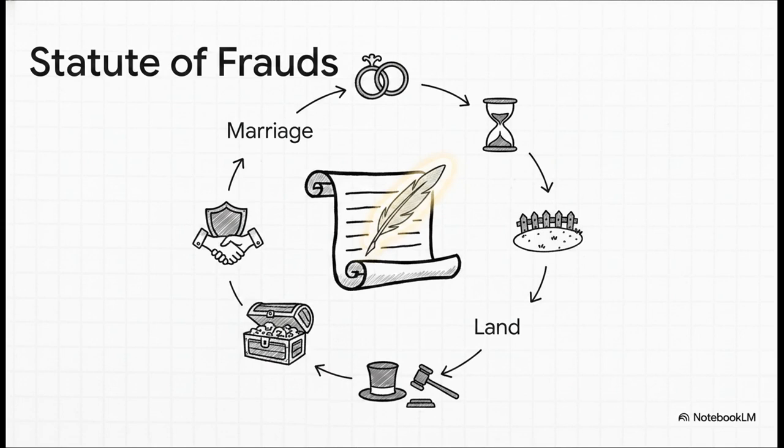M, marriage. Y, contracts taking more than a year. L, land sales. E, executor promises. G, goods over $500. And S, suretyship, meaning you promise to cover someone else's debt. If you see any of these on the exam, immediately start looking for a writing.